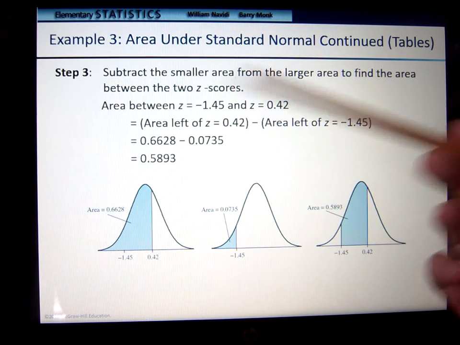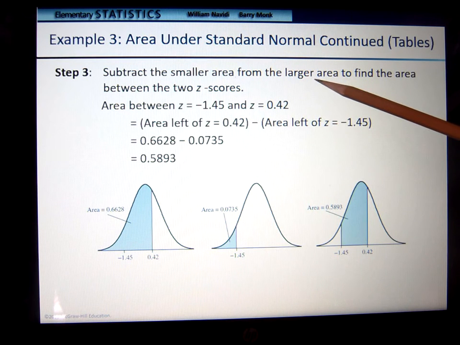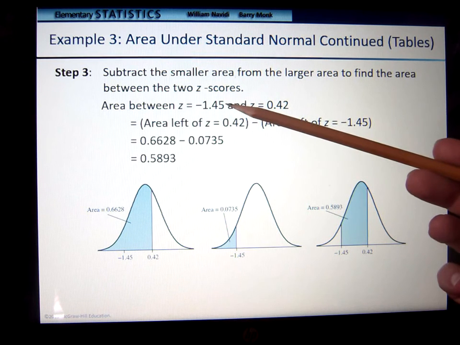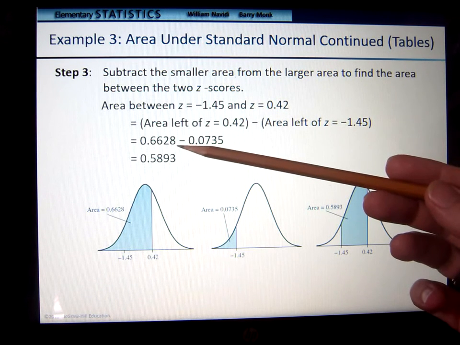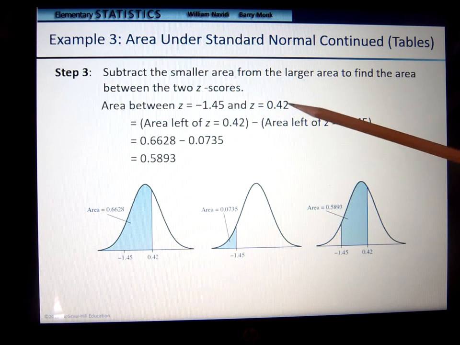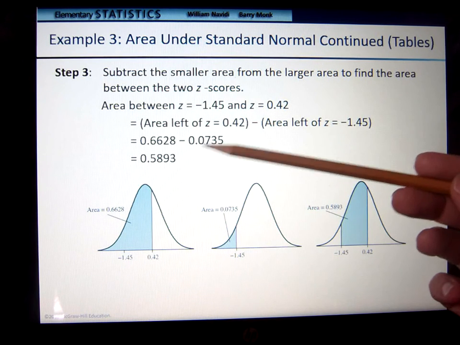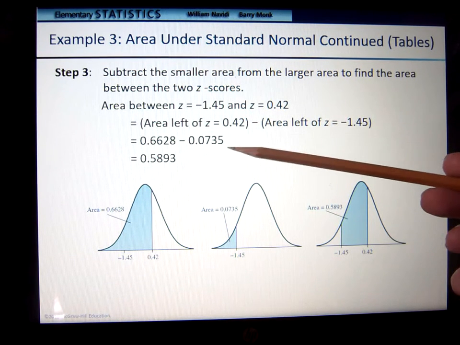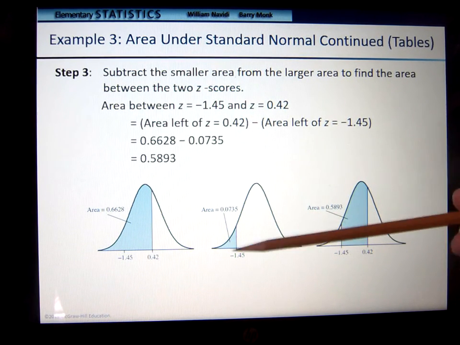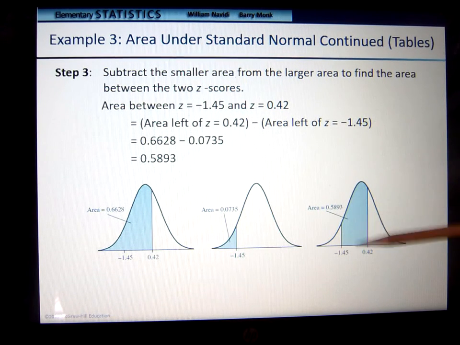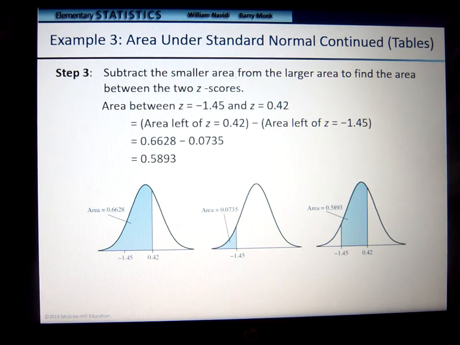So here we have subtracting the smaller area from the larger area to find the area in between. We have our Z-score of 0.6628 and our Z-score of 0.0735. We subtract the two. I'll be subtracting this from this, and it'll leave me with this area of 0.5893.